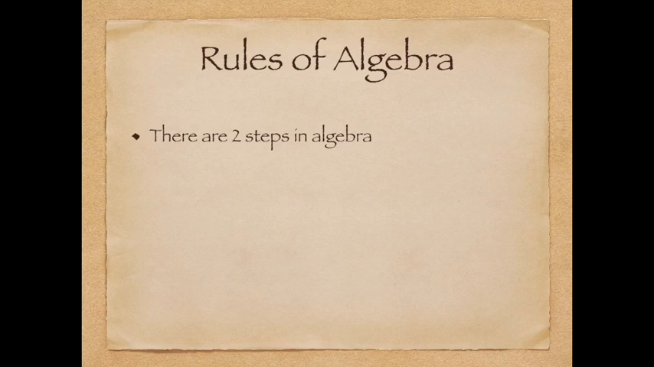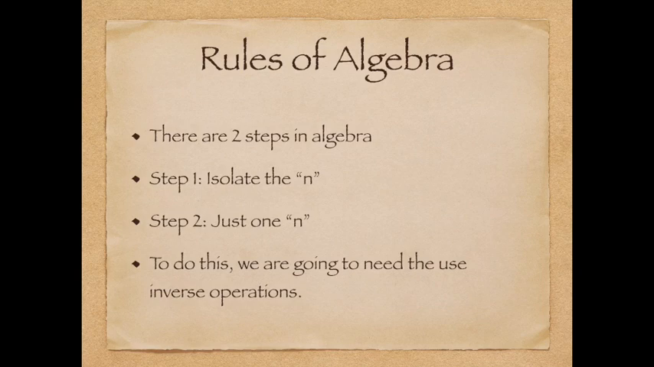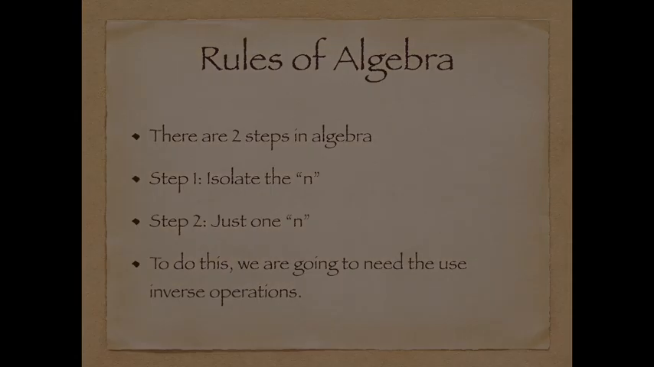Remember, there are two steps in algebra. The first step is to isolate the n, that is to get the n all by itself. And the second step is to get down to just one n all by itself. And they happen in order. So we're going to practice both of them this time. We're going to put them together in order to do this. And of course, remember that we're going to need to use inverse operations or opposite operations in order to do this. So let's get started right away.